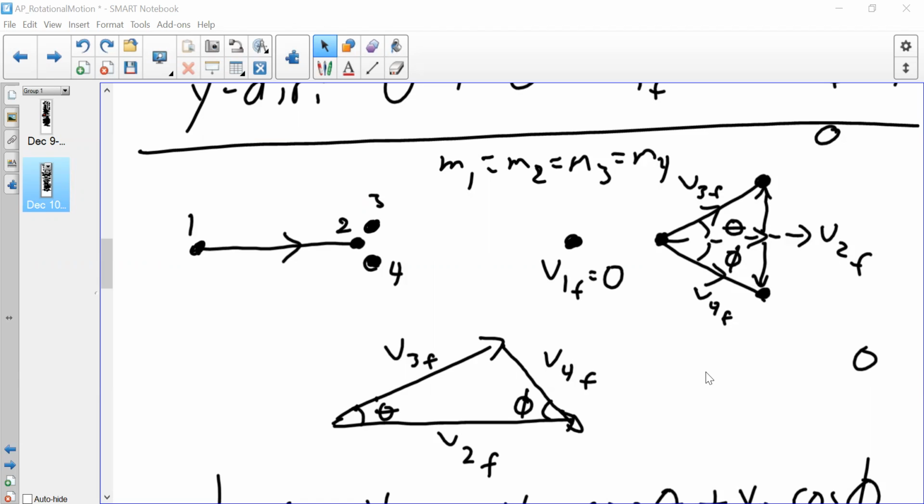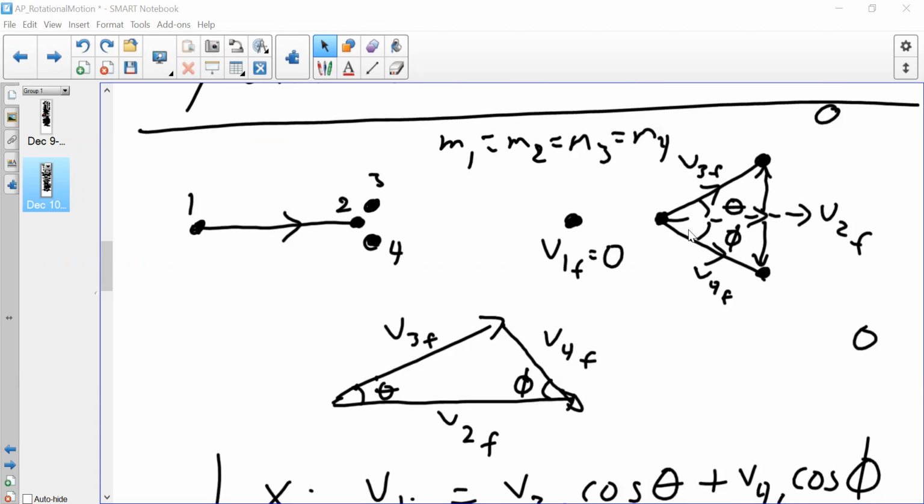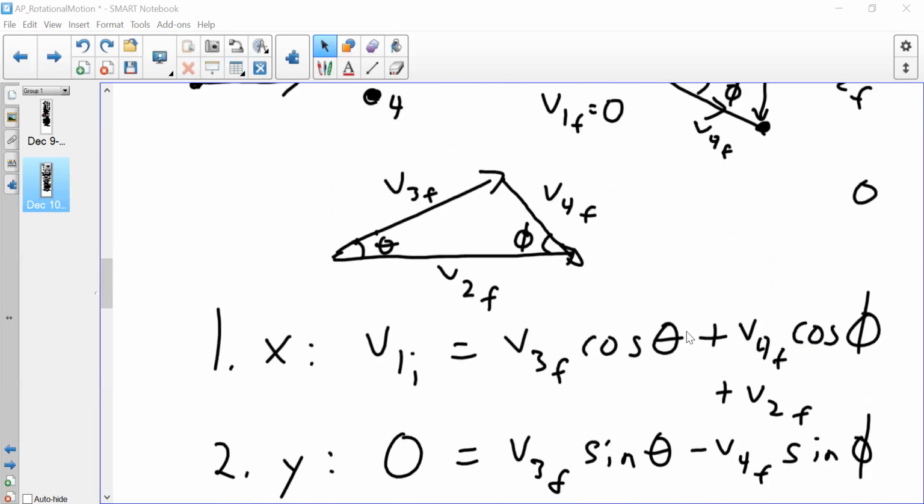So anyway, we can translate this picture accurately geometrically by translating this vector V4 final to the tip of V3 final, the tip to tail method back in chapter 3 for adding vectors geometrically. And so we have this right triangle situation, very similar to example problem 9.9. V2 final is here, the hypotenuse. V3 final is one of the legs, and V4 final is the other leg of the triangle with their respective angles theta and phi. Step 1, we look at momentum in the x direction.